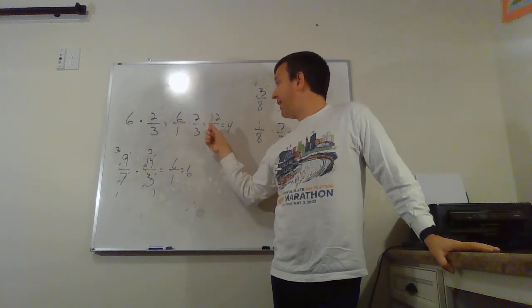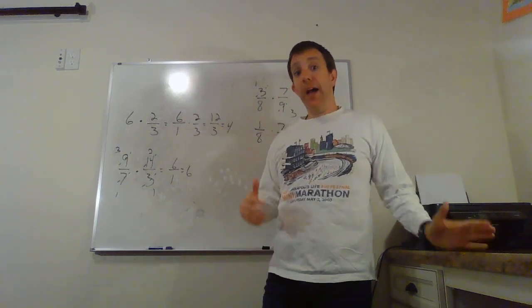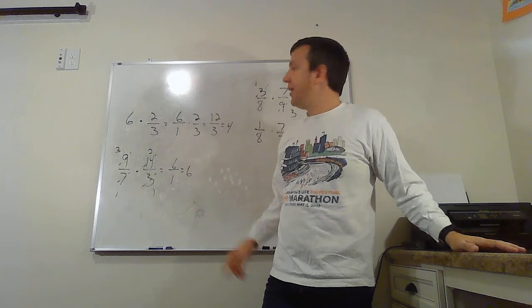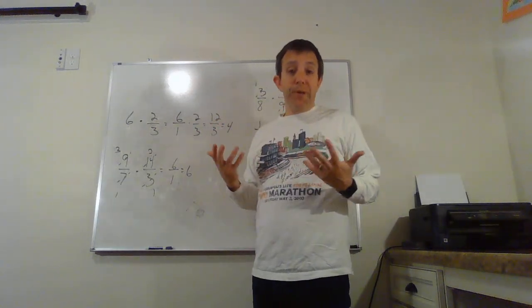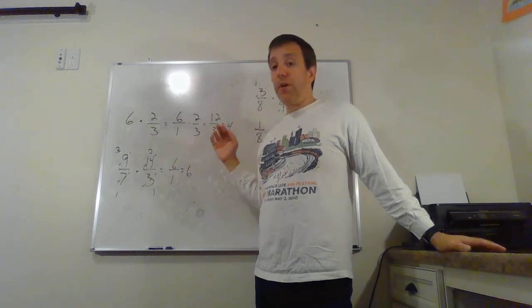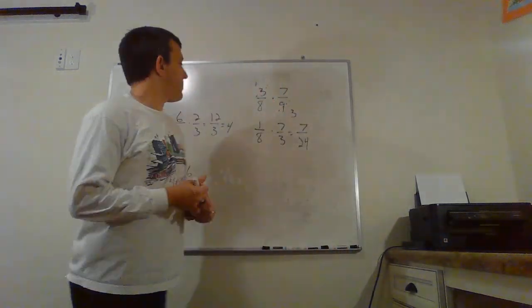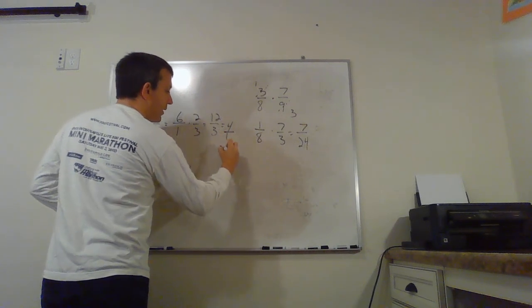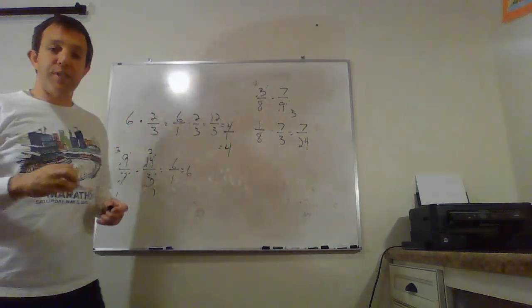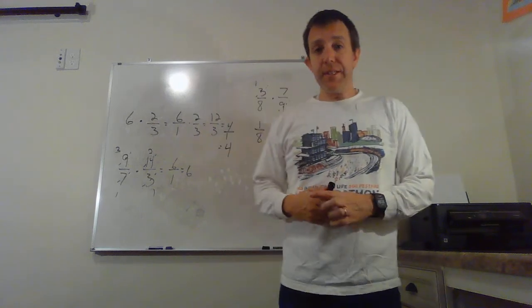This time I just multiplied and got 12 over 3. I noticed that they're both divisible by 3. 12 divided by 3 is just 4. You get 4 over 1, but that's just another name for 4. So remember, you can always switch back and forth between something over 1 and a whole number. It works just fine. They are exactly the same thing.